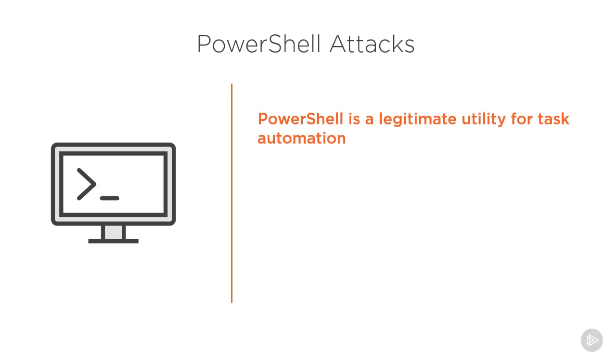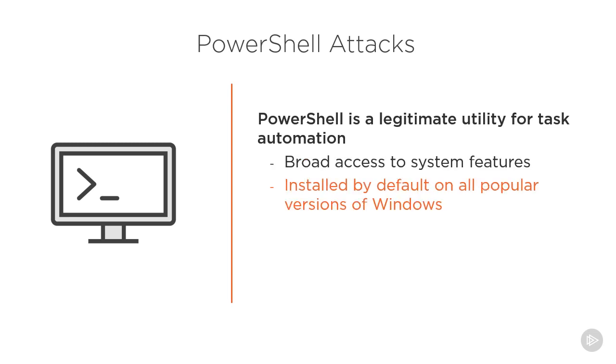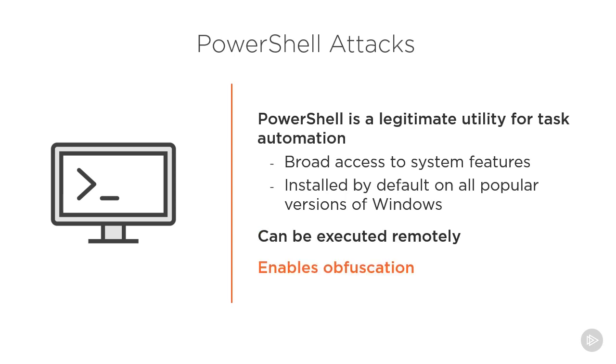PowerShell is a legitimate Windows utility for task automation based on the .NET framework. It has broad access to system features, and it's installed by default on all popular versions of Windows, starting from Windows 7. Attackers prefer PowerShell for lateral movement scenarios because it can be executed remotely on other machines.